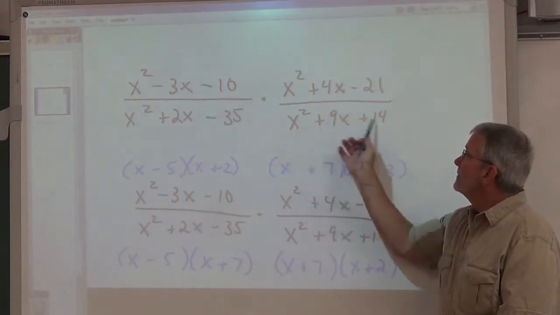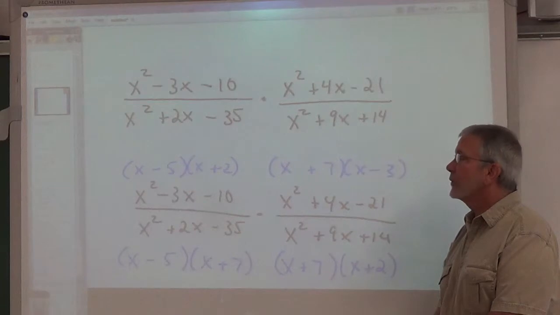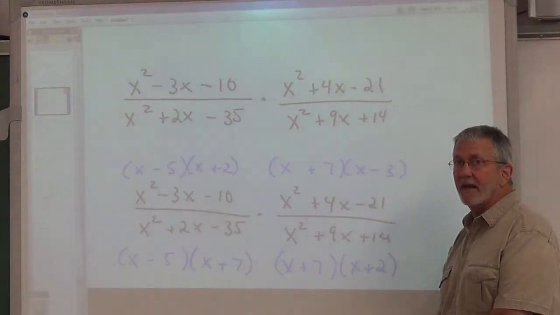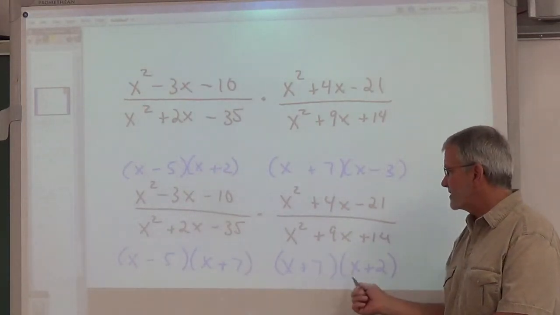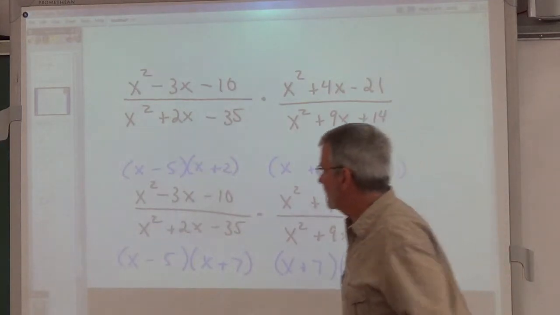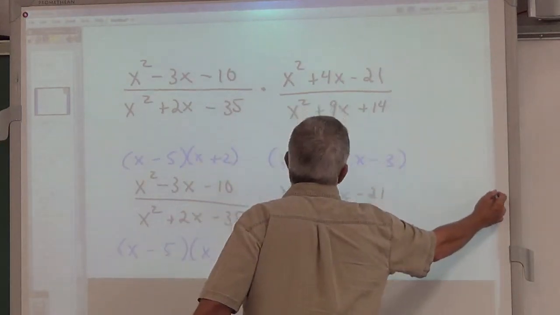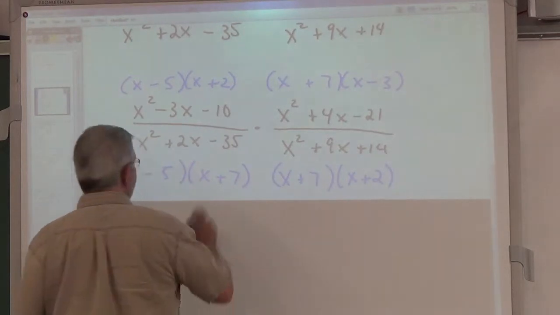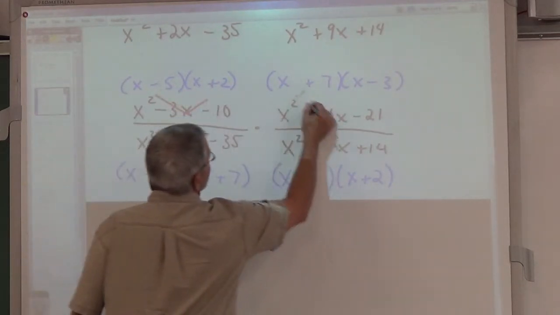How about x squared plus 9x plus 14? Two things that multiply together to 14 and add up to 9. Easy, 7 and 2, both positive. So this is what I have. Here are my little factor trees, if you will. This one here becomes this. This one here becomes that.